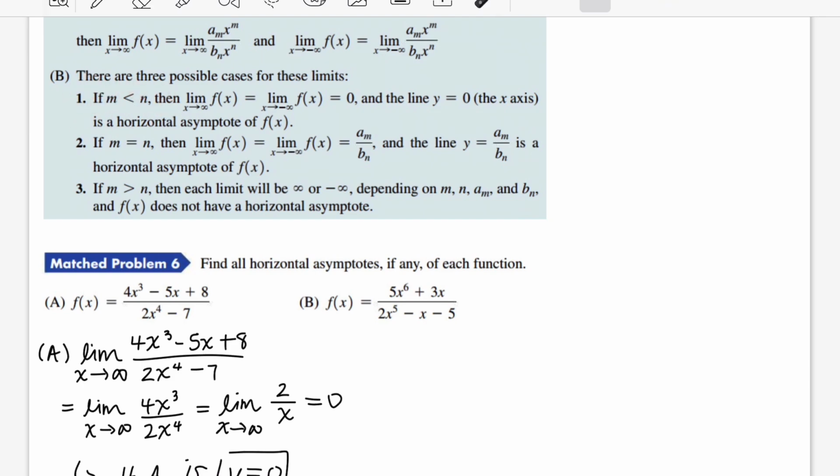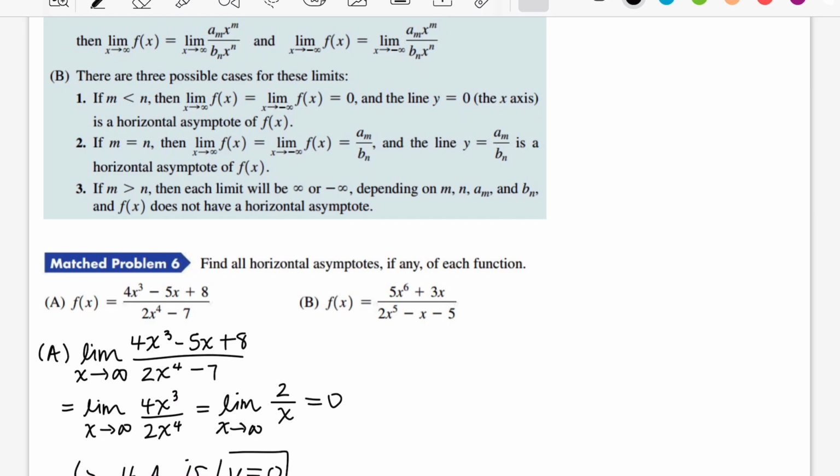Additionally, for this case, if m is less than n, then we're automatically told that the limit from the right is equal to the limit from the left. So we have a two-sided limit here, so we actually don't even need to check the limit as x approaches negative infinity.